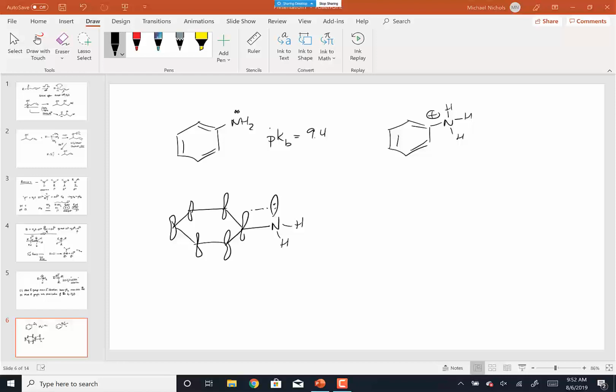It's not completely, but it's partially part of the pi system. If it's partially part of the pi system, it's not available to take on an H+. And so that's why the pKb number went way up to 9, because that pair of electrons is less likely to take on an H+ since it's part of the pi system. And so being part of the pi system means that the nitrogen is actually losing electrons. Does that make sense? All right, last ones then.